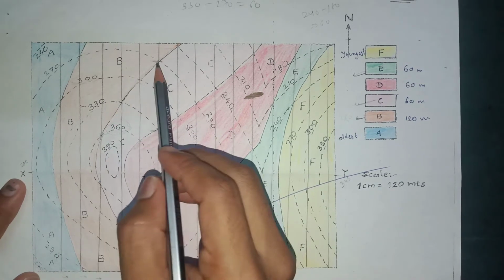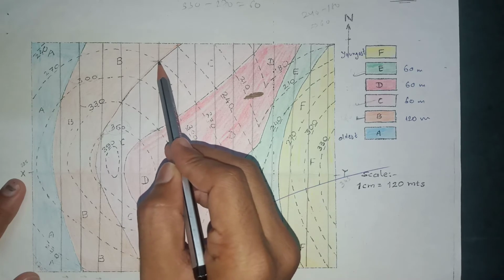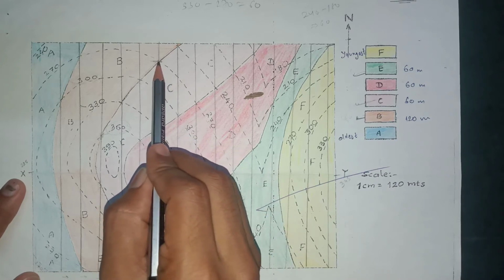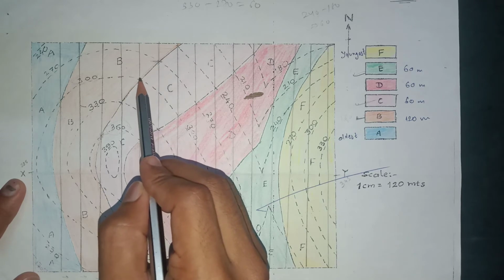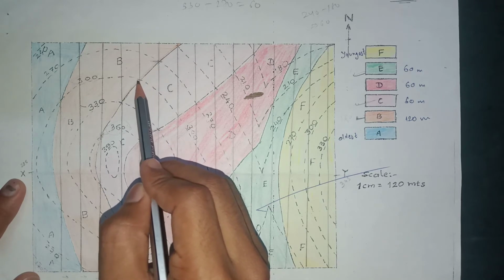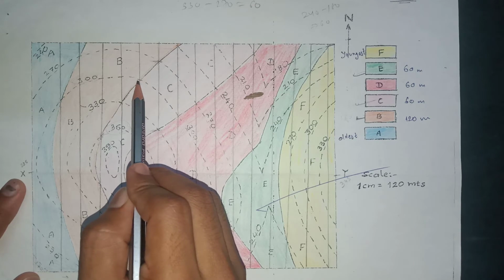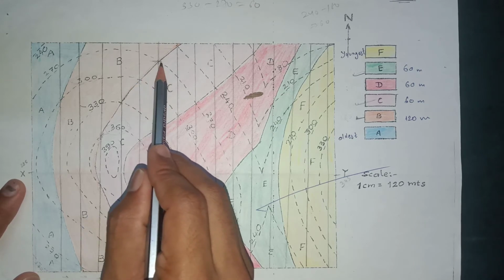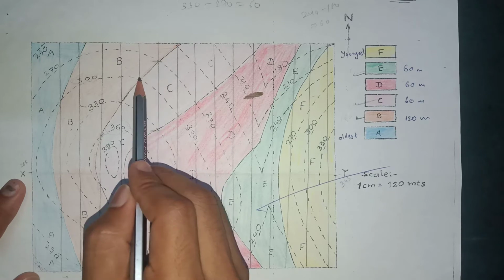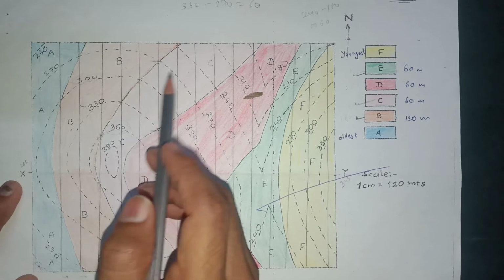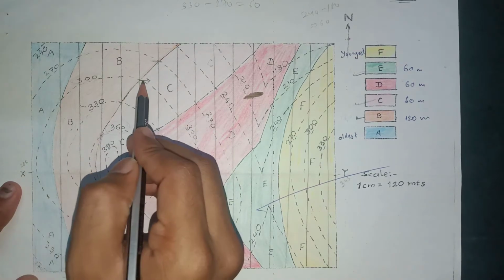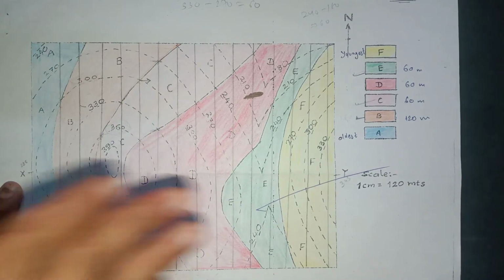Suppose we follow this to 270. Suppose you are following this, and here is the contour value of 270. Okay, now follow this line again in this way. Here you get 300. That means this side has a lower elevation and this has a higher elevation, so the dip is in this direction, dipping in this direction.